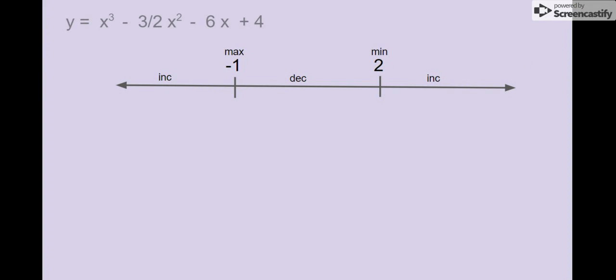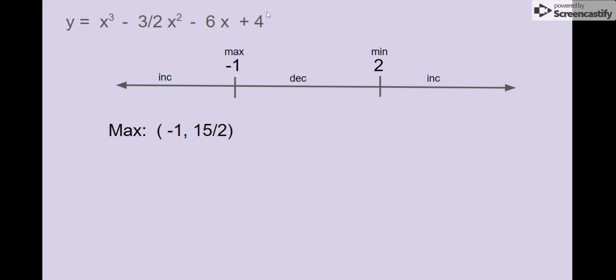So I'd look at that original function, and if I plug in -1 here, I get -1 cubed minus 3 halves times negative 1 squared, minus 6 times negative 1 plus 4. You do that correctly either on your calculator or using your great arithmetic skills. We should get our maximum is at negative 1 and 15 halves, or negative 1 and 7.5.